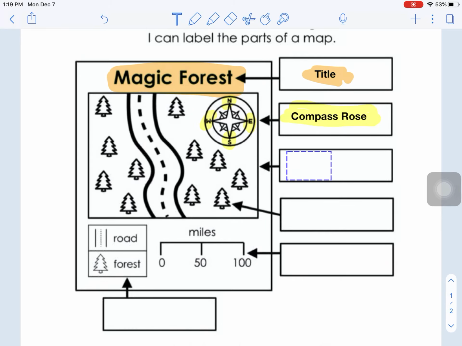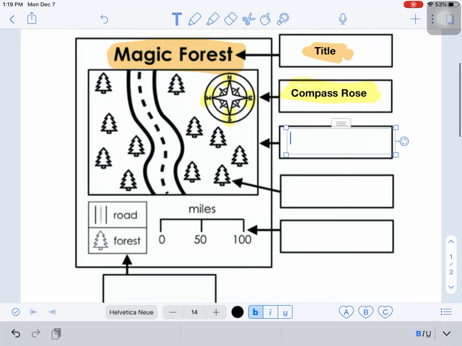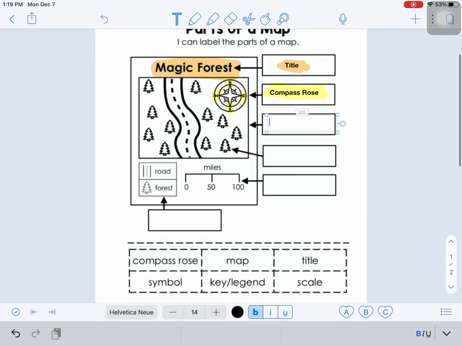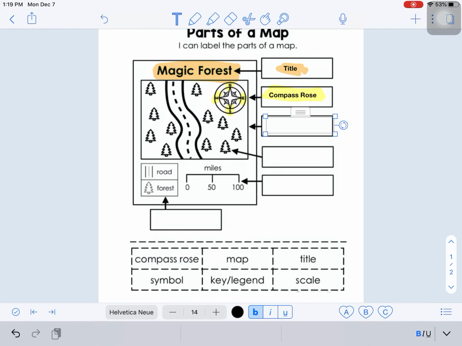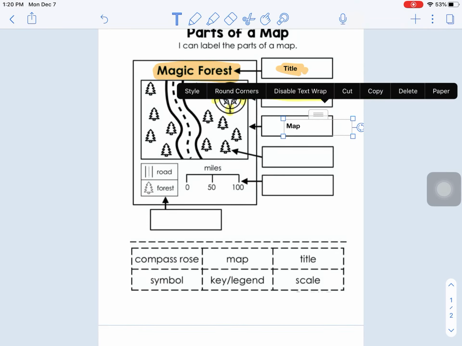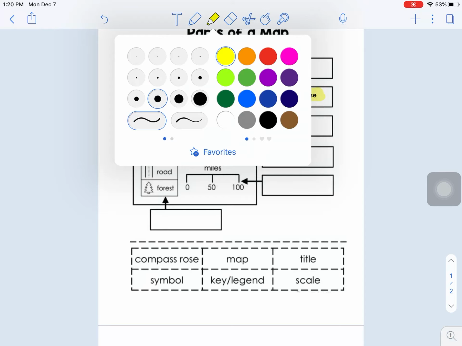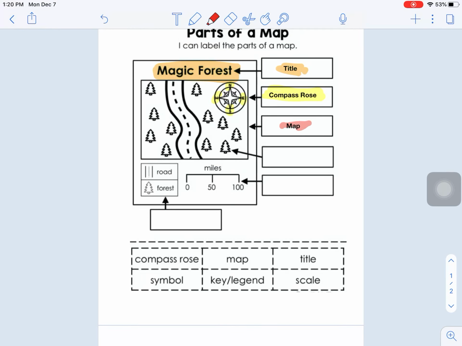Next one here, this arrow. This one, remember we talked about, I think I actually gave you this answer last time. This is just our map. So it's going to give us that picture of what we're looking at. So that is just going to be titled our map, and I will highlight that too. So that's talking about this box right here, which is our actual picture of the map.